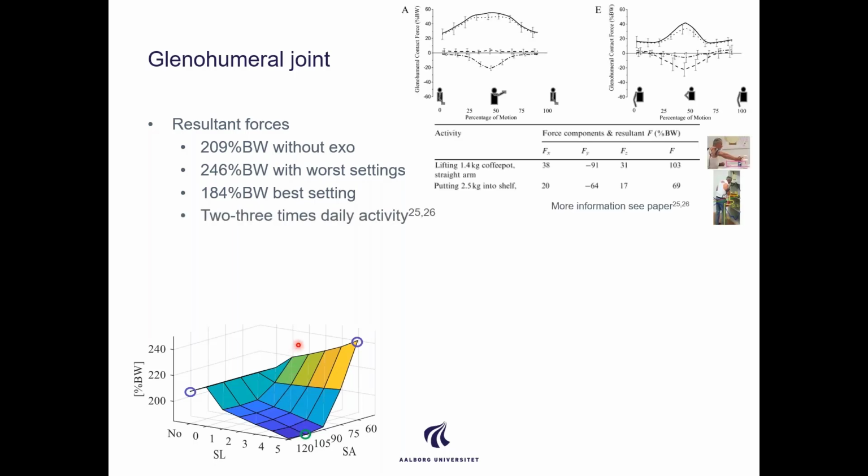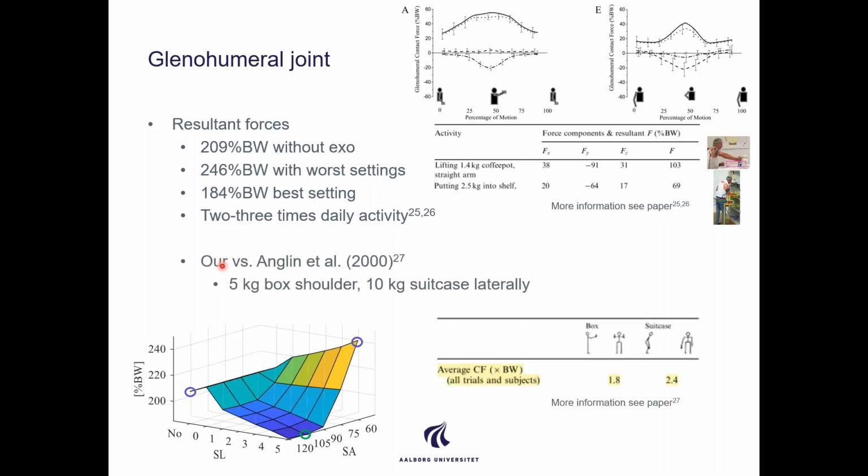And we try to compare some of our results, and we could see that this is 2 to 3 times what you would expect doing daily activities, which suggests that we have a very demanding task. And we also compared it to some other studies who had a 5 kilogram box lifted to shoulder height, as well as a 10 kilogram suitcase moved laterally. And as you might have noticed, all of the results indicate that at 60 with maximum torque, we are experiencing the highest reaction forces in the glenohumeral joint.